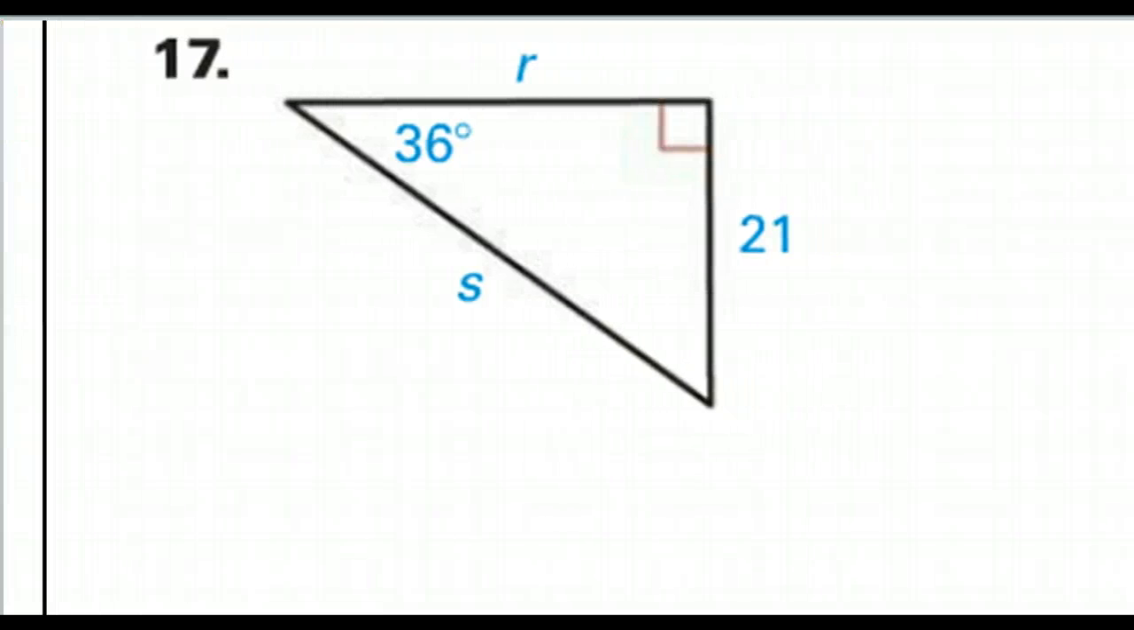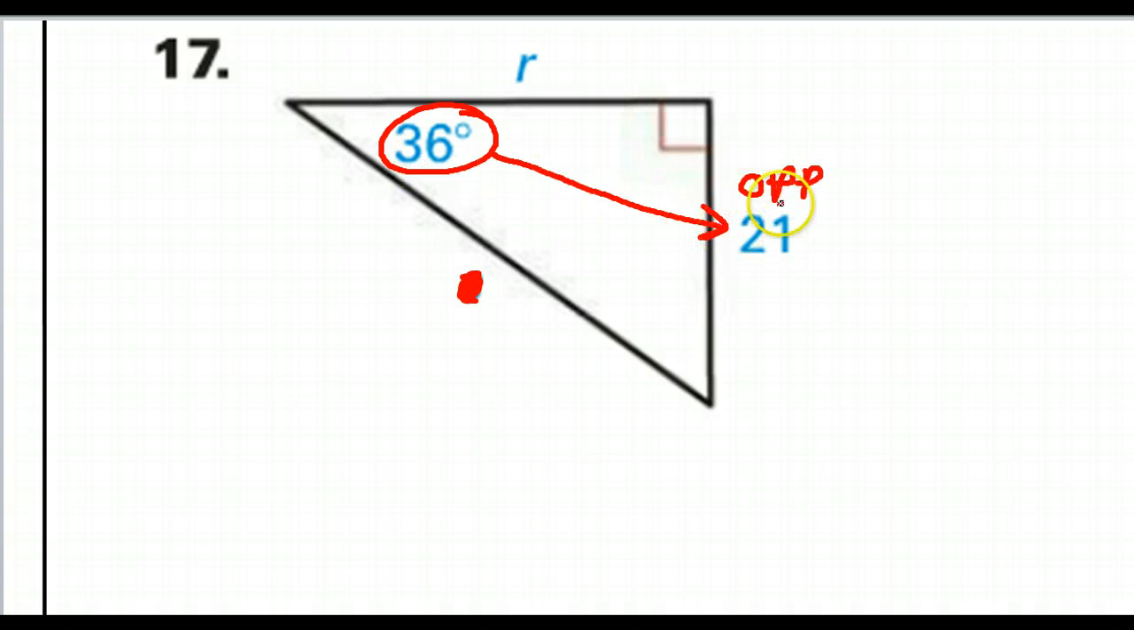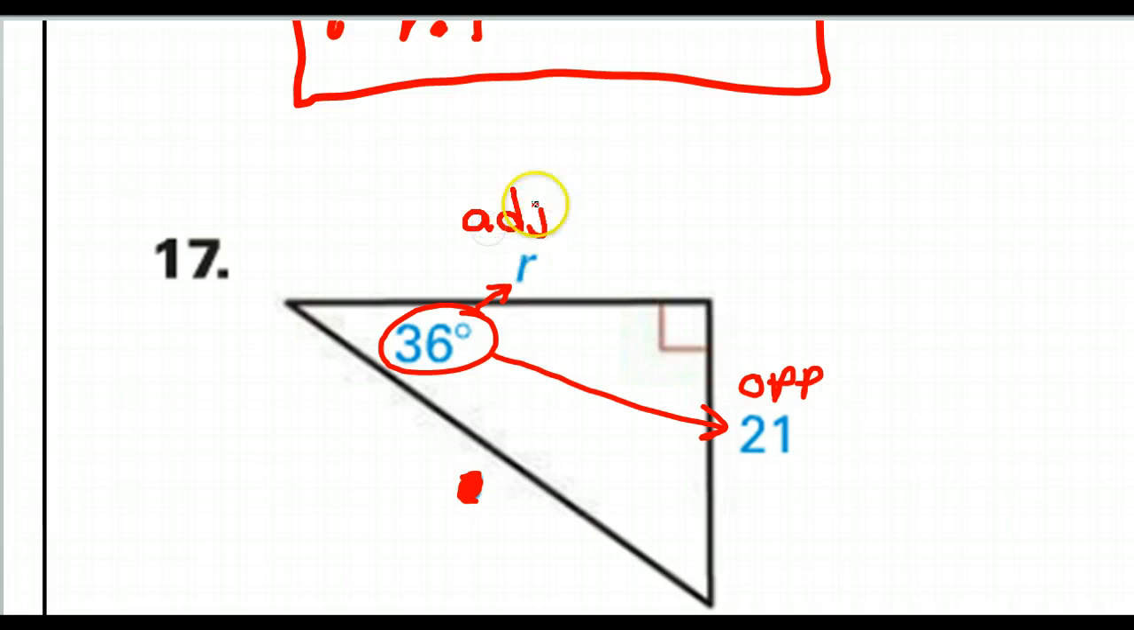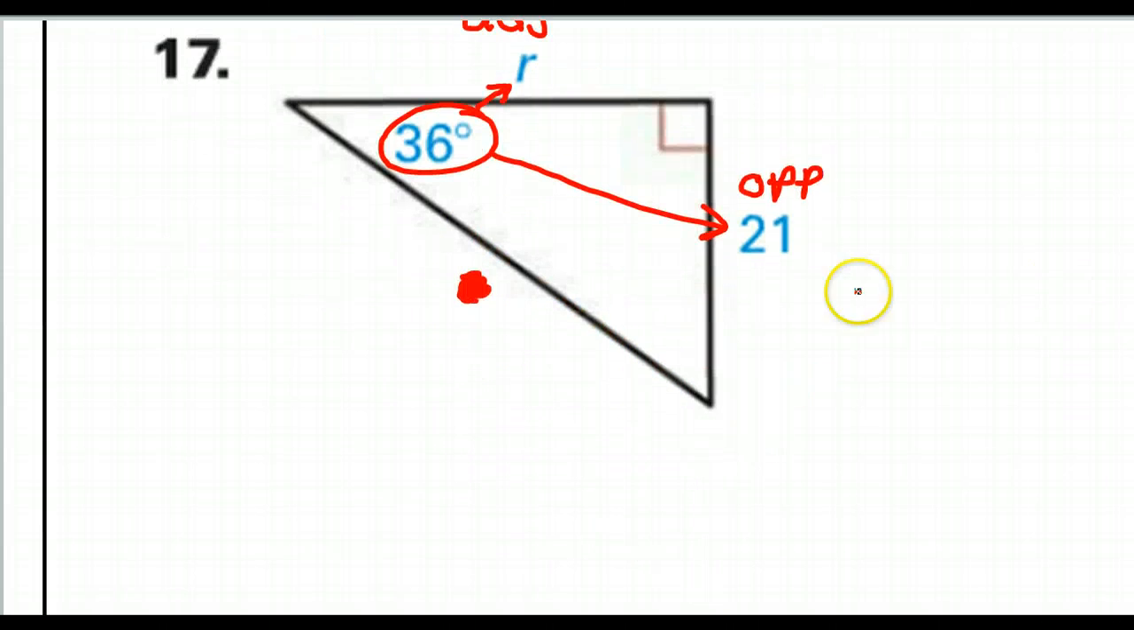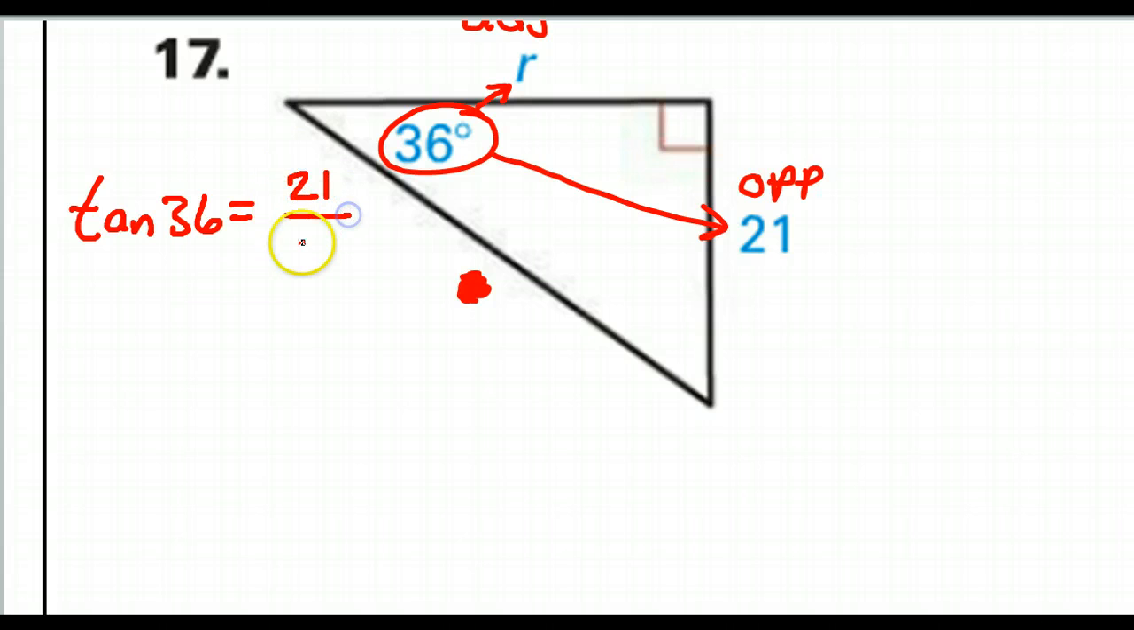Alright, let's take a look at number 17. R, S. So let's just take it one at a time. So I'm going to scribble out the S for a minute. S was the hypotenuse, by the way. So looking at the 36, that leaves 21 being the opposite leg. See how it's far away? Opposite is far. And R is the adjacent leg, okay, because that's the leg that's near. Of course, the one I scribbled out here, S, is the hypotenuse. So, opposite over adjacent. Guess which trig function I'm going to use? The tangent function. Tangent of 36 is equal to opposite over adjacent, so that's 21 over R.